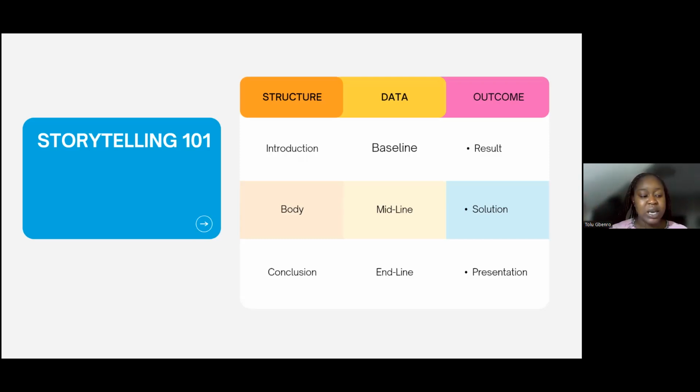It could be using an icebreaker. It could be basically just the way you introduce yourself. It could be having a small activity. It could be using a story that is very relatable for them to understand what you're trying to communicate. So introduction, and then the body.